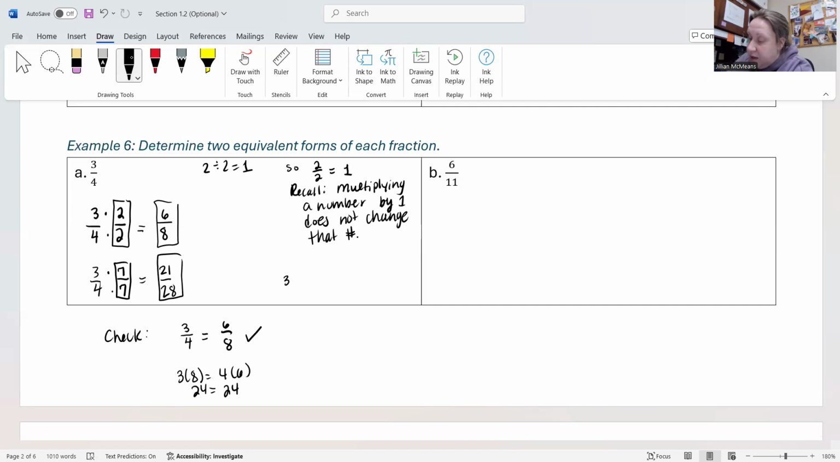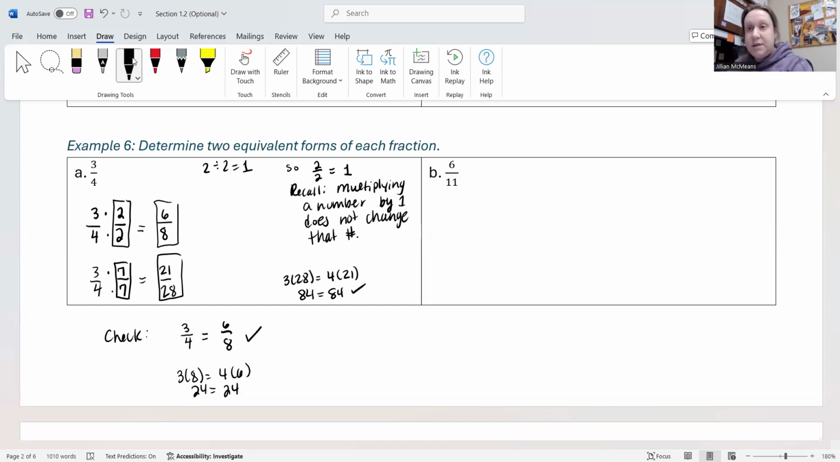And you could certainly check that. We would say 3 times 28 equals 4 times 21. Let me double check here. 3 times 28, we could do the side work, but for the sake of time, we're going to cheat and use our calculator. So 3 times 28 is 84. 4 times 21 is also 84. So we can verify that 21/28 is equivalent to 3/4.